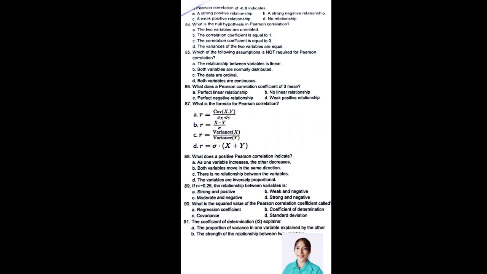Number 86 is, what does a Pearson correlation coefficient of 0 mean? It means no linear relationship. So that's option B.